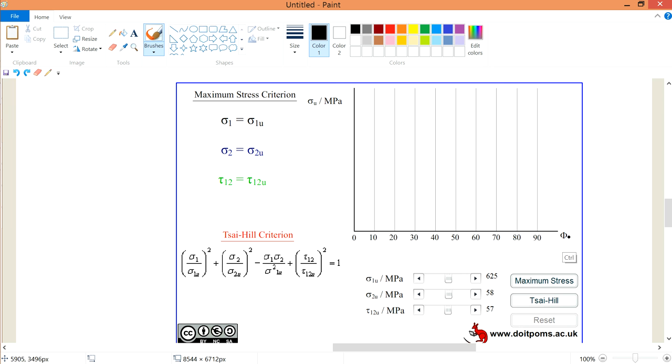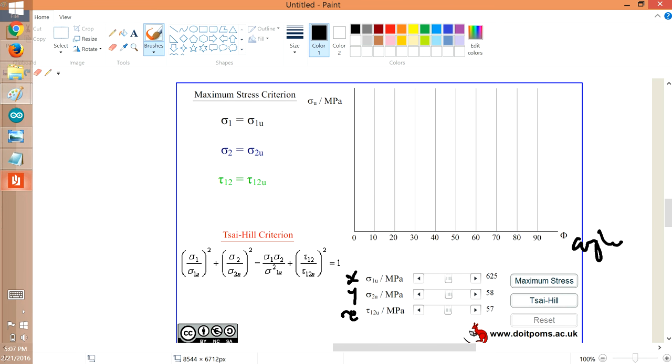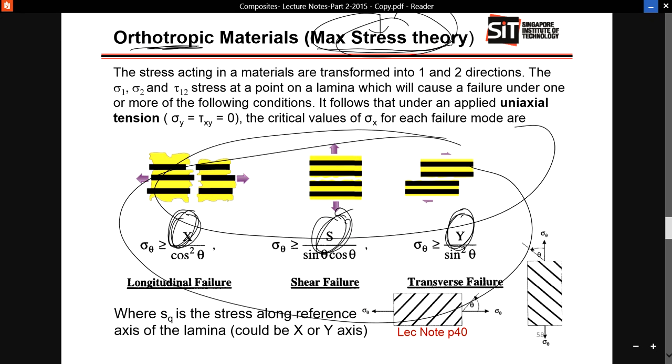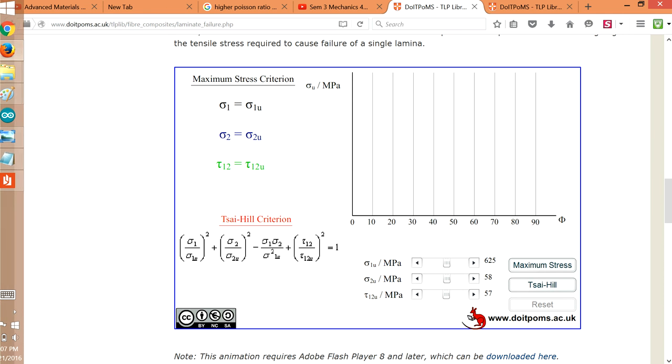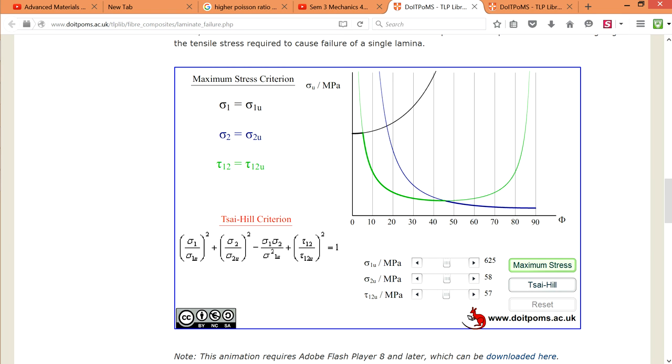If I were to plot the maximum stress in this graph, this axis over here is the angle, while this axis is your ultimate strength or ultimate stress. This is the x, the y, and the shear direction. When you click this maximum stress, you should see something. Wait, give me a while. Yeah, so you see this type of curve coming out.